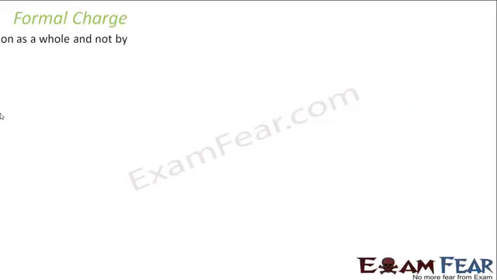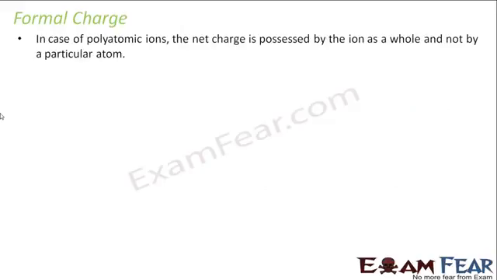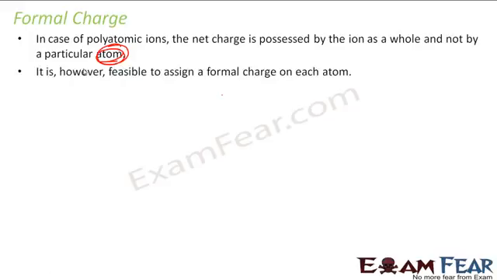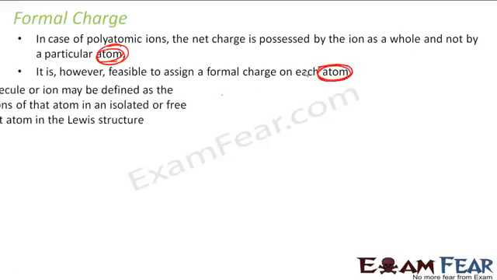Let's talk about the formal charge. In many cases, the net molecule does not have a charge. Sometimes it does, but it is possible to assign charge to a particular atom. Sometimes the whole molecule may be positive or neutral, but it's possible to assign formal charge to each atom. Please note, I'm talking about formal charge on each atom.